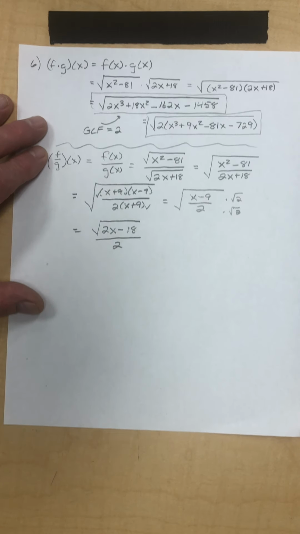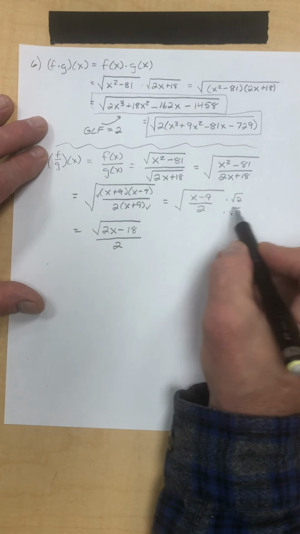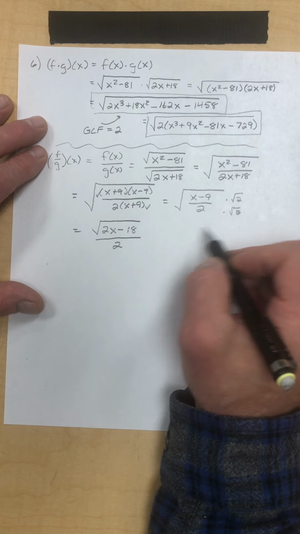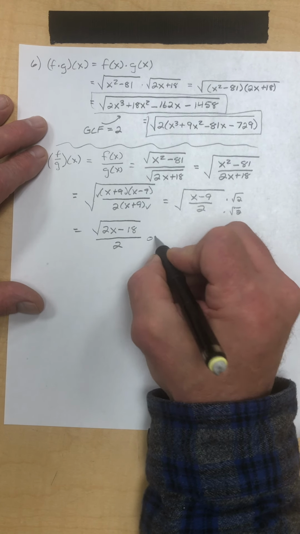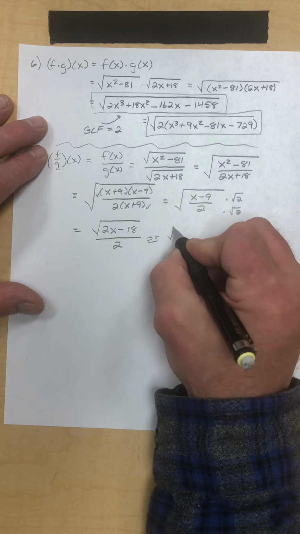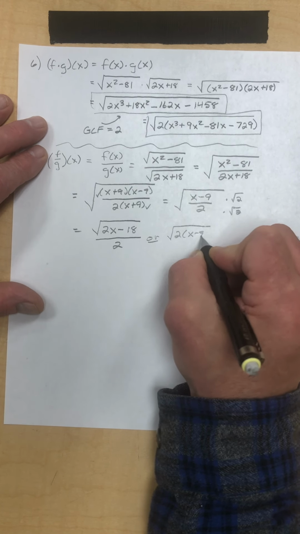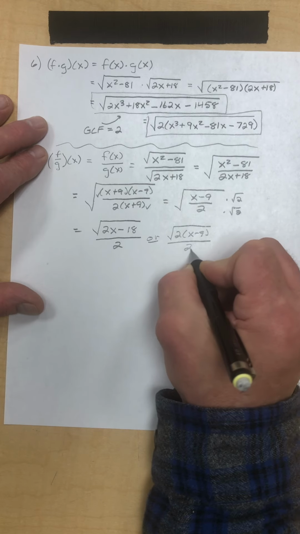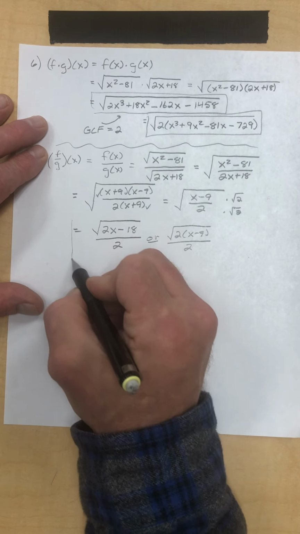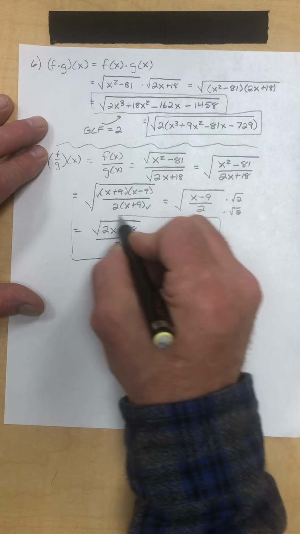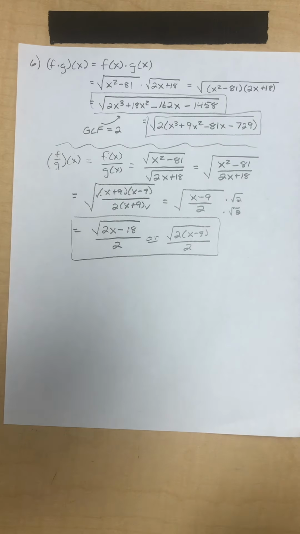Okay, and I'd say about the only other thing you could possibly do is your numerator, you could leave it in factored form, where we just say the square root of 2 times the quantity of x minus 9, like that, all over 2. You could go that route. But either way, those two answers are completely acceptable. And that wraps it up.